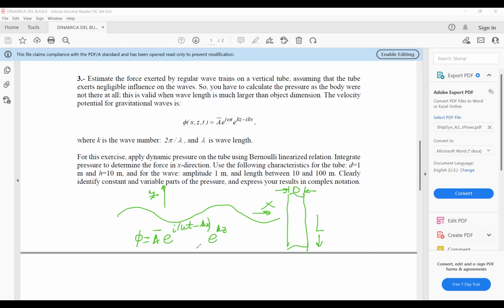Now, if the diameter of this tube is very small compared with the wavelength, we can assume that lambda is larger than d. In this case, you can calculate the pressure on any point here simply as rho phi of t. As simple as that.